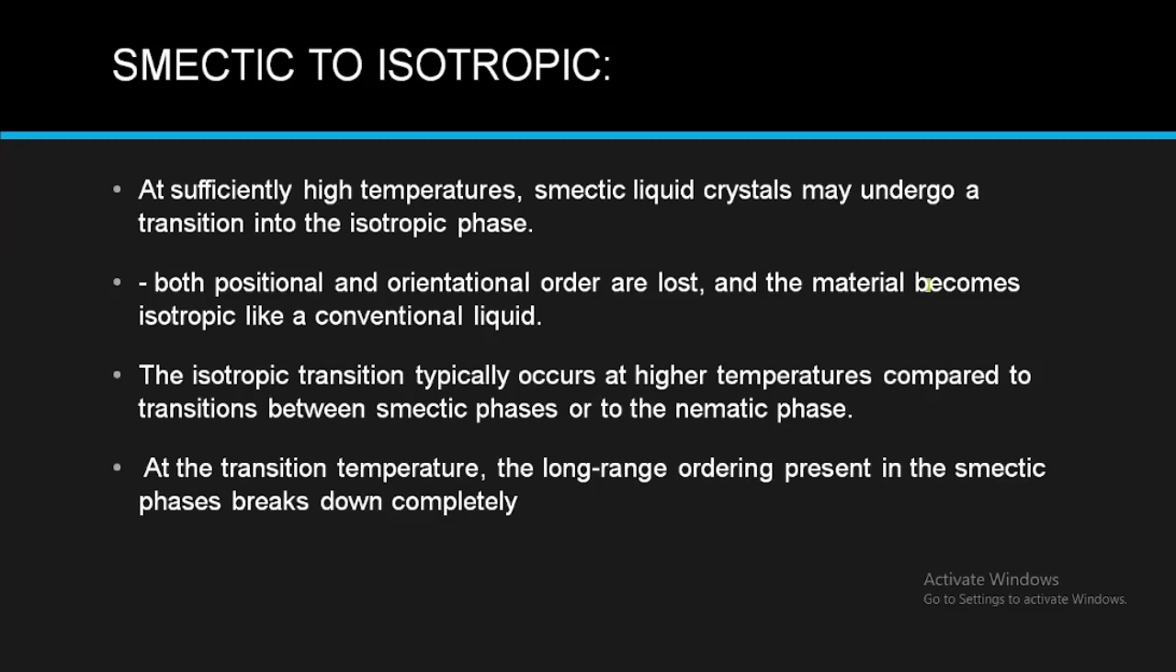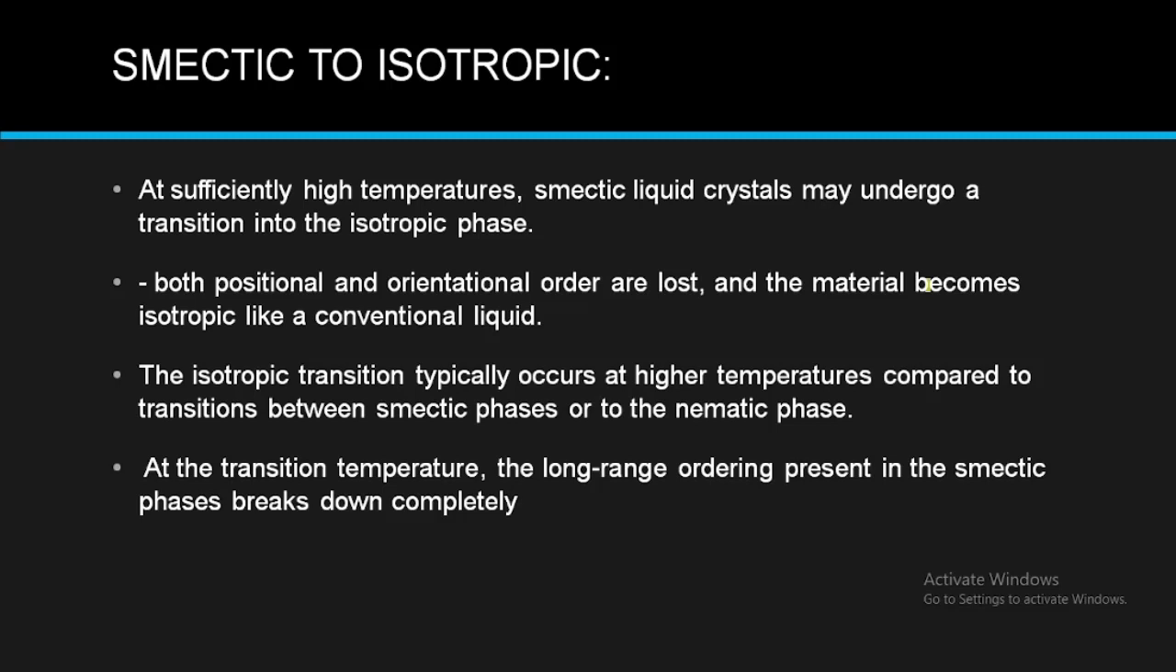In smectic C and smectic A also, there was a particular direction in which the molecules were arranged. But when I increase the temperature sufficiently, at a particular temperature all this order, position and director gets lost and it becomes a conventional liquid. Then we say that it is the isotropic phase. This isotropic transition happens only at a much higher temperature compared to the transition between smectic phases or the nematic phases.